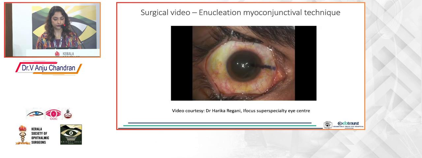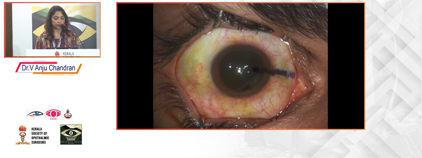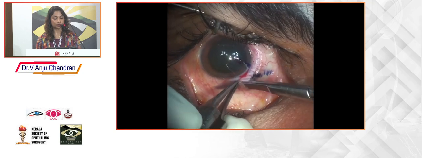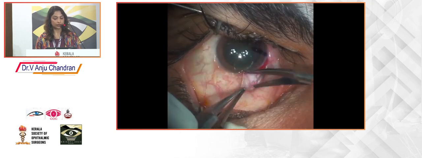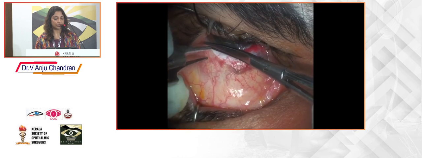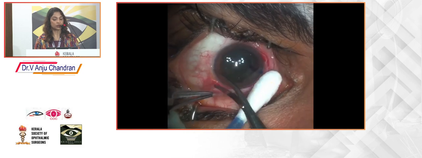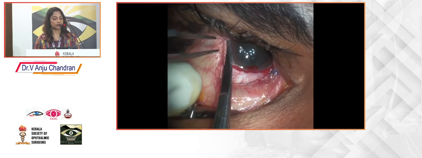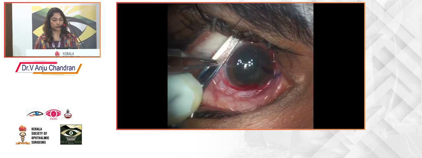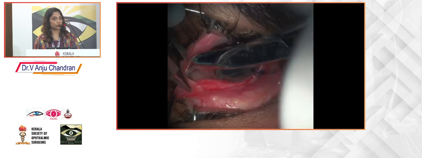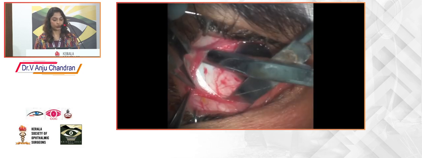This is a quick surgical video which shows enucleation by the myoconjunctival technique. So before you begin the procedure, always do a timeout. Make sure that it is the right eye. It needs to be dilated and you need to ensure whether your diagnosis is right before you carry on with the procedure. So in order to reduce the bleeding, you can always go ahead and put in topical brimonidine.